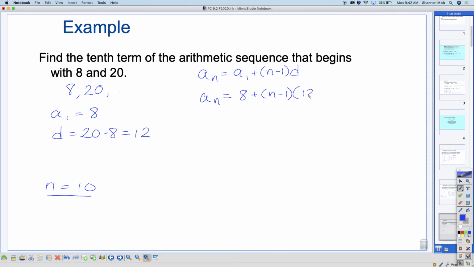Why is it 20 minus 8 for me? Because to find the difference between those two numbers, 20 minus 8.